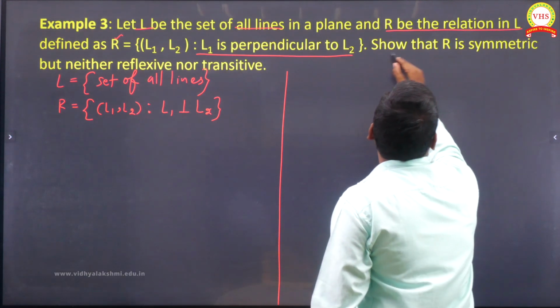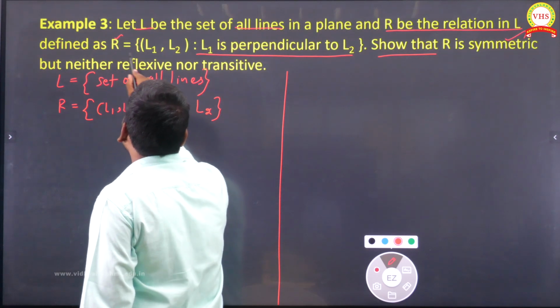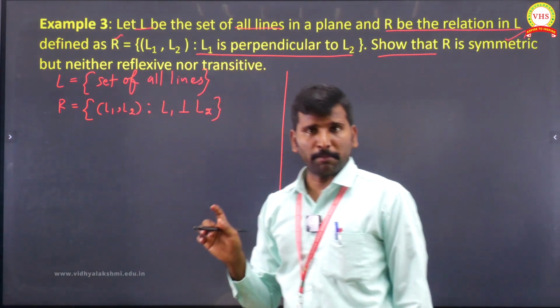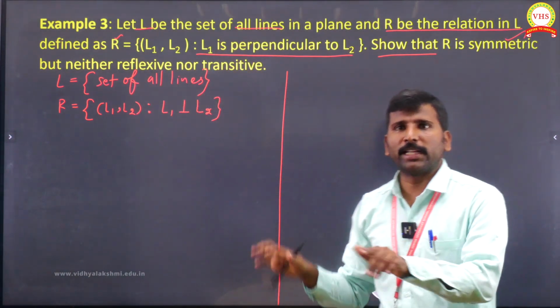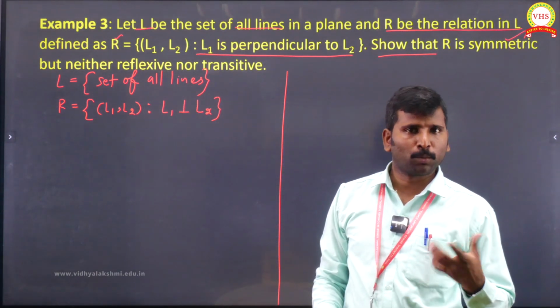Right. Show that R is symmetric but neither reflexive nor transitive. It means R satisfies only symmetric, and the other two are not satisfied. That we have to prove.